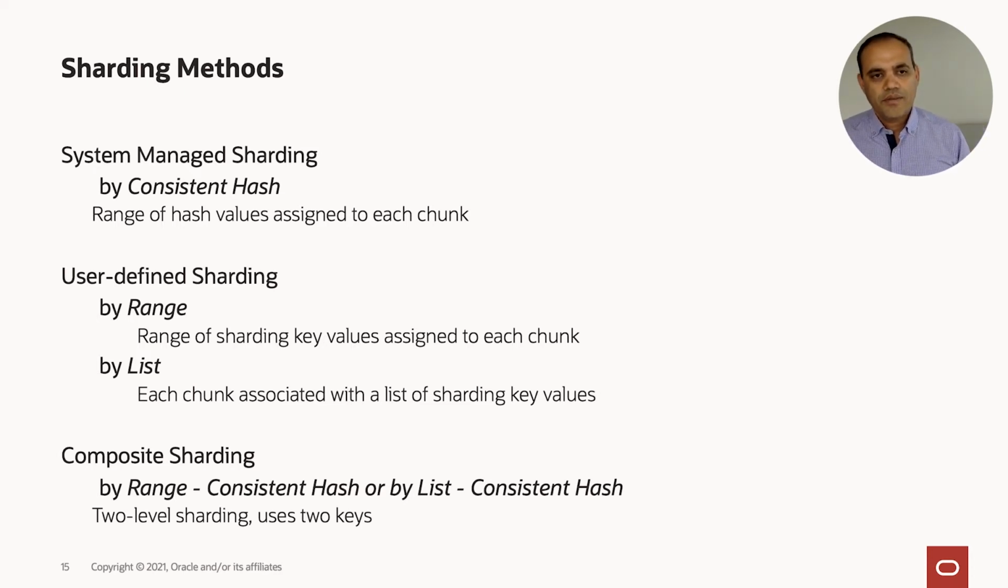Here we can place the data by a range or list. Range is the example I was using earlier, where say customer 1 to 100's data is on shard number 1 and 101 to 200 is on shard 2, so on and so forth.